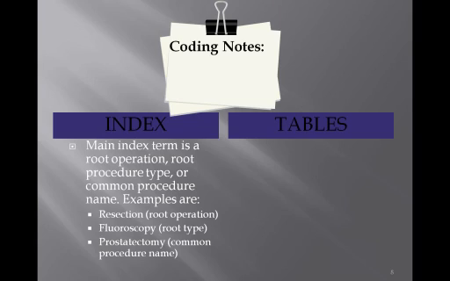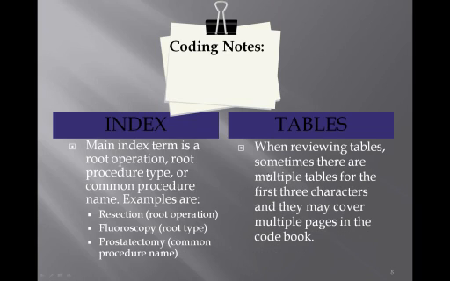Just like you do in the index right now when you're looking up a term in ICD-9, you can use that same term to look up something in the index. Here's an example of a root operation, resection, a root type, fluoroscopy, and a common procedural name like a prostatectomy. When you do that, you will be brought to the tables just like we reviewed.